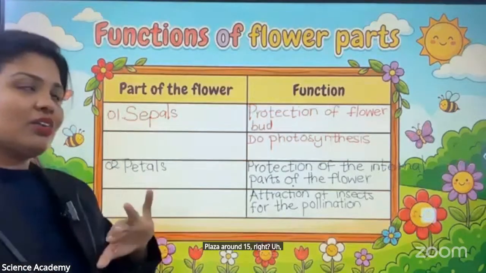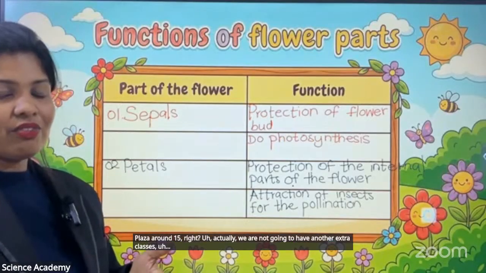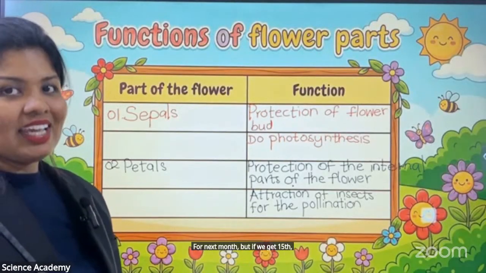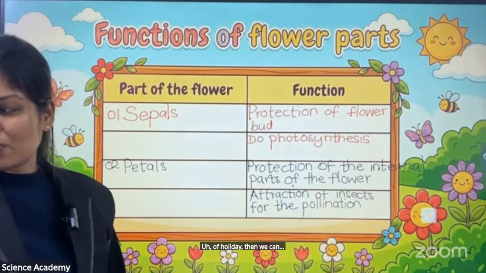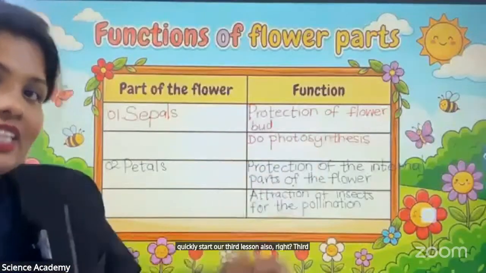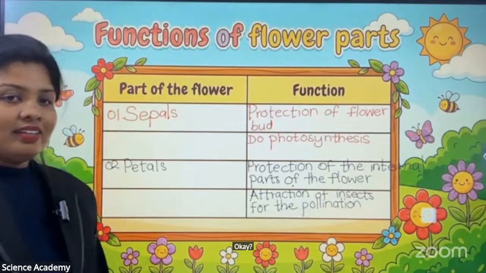Actually, we are not going to have other extra classes next month. But if we get the 15th holiday, then we can quickly start our third lesson also. The third lesson is a bit lengthier, an energy related one. Okay, right.